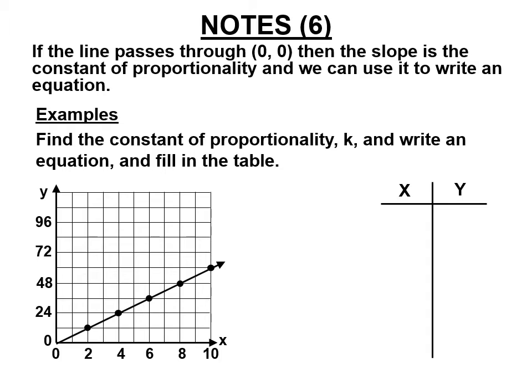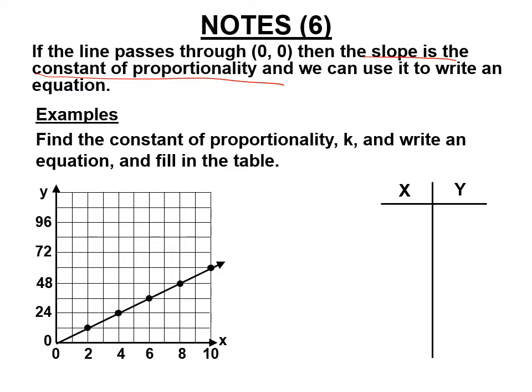So we're going to find the slope. If the line goes through 0, 0, it turns out the slope is the constant of proportionality. If it goes through 0, 0, k and slope are the same number. So let's see what we're going to do here.